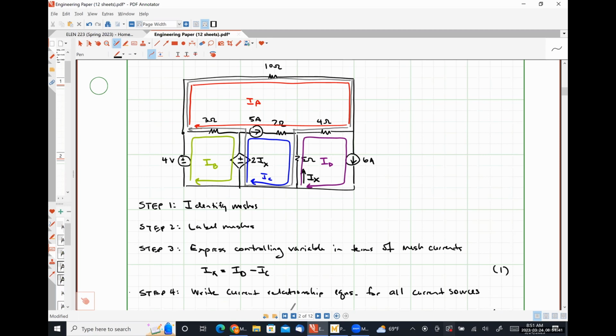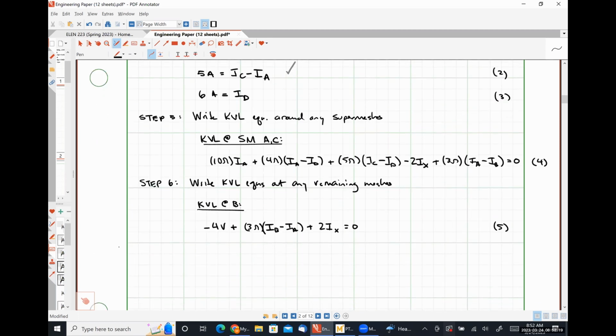Effectively, when we add those two meshes together, if we wrote a KVL equation around mesh A, where we were following mesh current IA, we would have 2 ohms times IA minus IB. When we wrote a KVL equation around mesh C, we would have 2 ohms times IC minus IA. And when we add those two mesh equations together, those voltage drops cancel each other out because they're of equal magnitude but opposite polarities. So we just skipped proving that because I didn't feel I needed to, since we did the same thing in our nodal analysis.